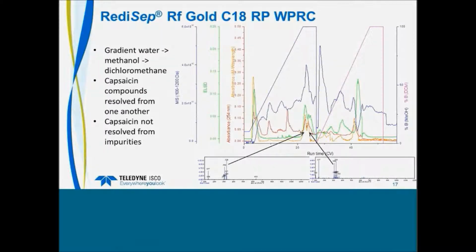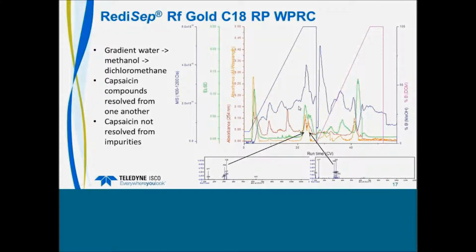I ran reverse phase wide polarity range chromatography, and in this case, the gradient was water to methanol, and then methanol to 100% dichloromethane. The second part of this is non-aqueous phase, reverse phase.